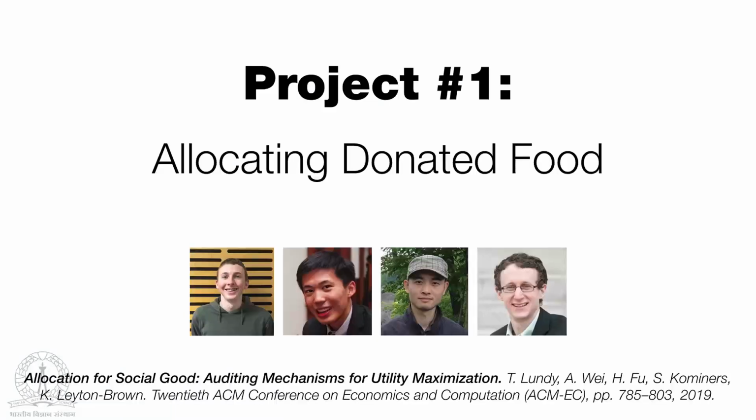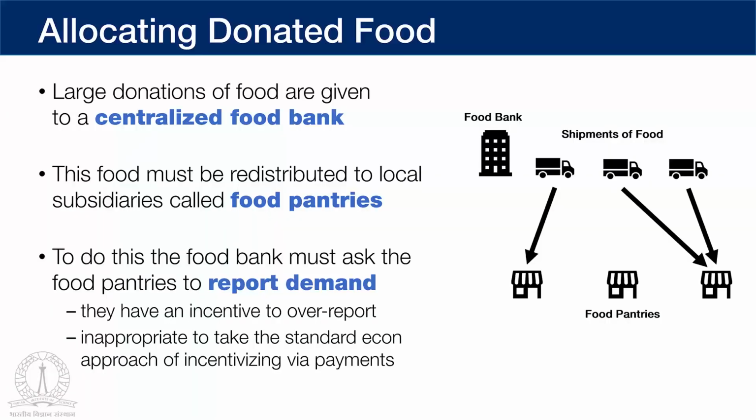The first problem, with four collaborators here, Taylor Lundy, Alex Wei, Hu Fu, and Scott Emmons, is actually not a problem in the developing world, but a problem in Canada and the United States. This is about the problem of allocating donated food. In the United States, food banks are large centralized organizations that receive donations of food, which must then be redistributed to local subsidiaries of this large organization called food pantries. The food typically spoils, so it has to be sent to these food pantries before knowing exactly what the demand is going to be.